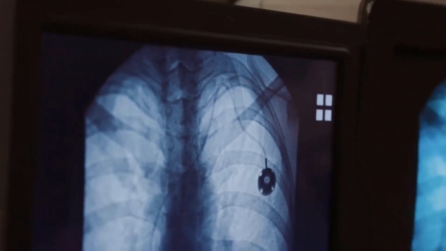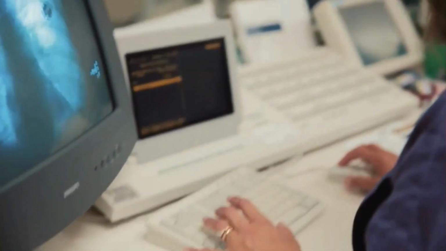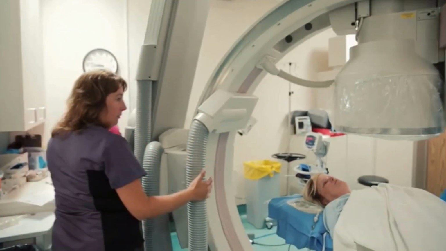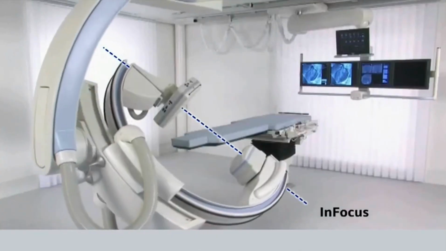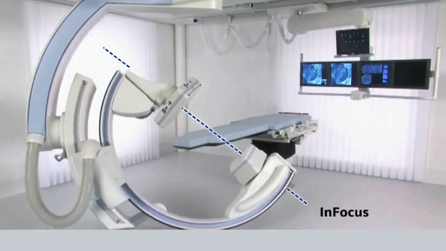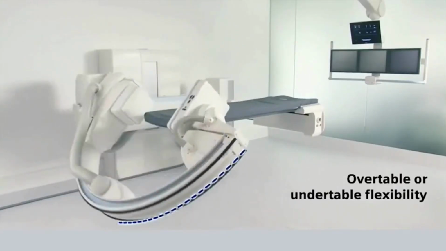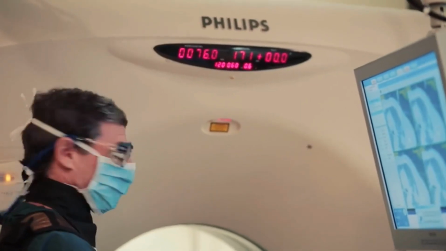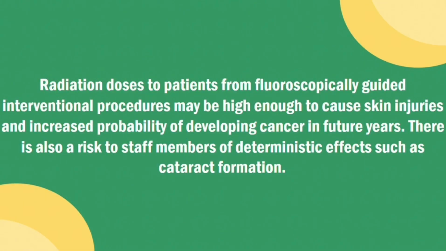The use of fluoroscopically guided interventional procedures is increasing around the world. These minimally invasive procedures are used as an alternative to conventional surgery, resulting in reduced patient morbidity and mortality. Radiation doses to patients from fluoroscopically guided interventional procedures may be high enough to cause skin injuries and increased probability of developing cancer in future years.